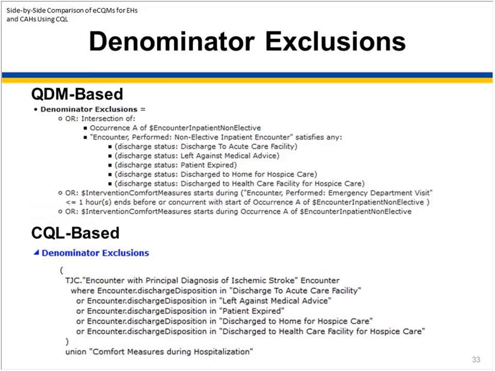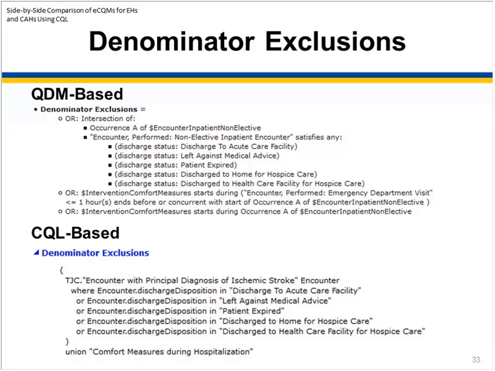All right, so looking at the denominator exclusions here, we define this in CQL, again using encounter with principal diagnosis of ischemic stroke. So that's how we're getting the specific occurrence. That's the same expression we use to define the denominator. And then we look for encounters in that set that have any of these discharge dispositions or this comfort measures during hospitalization. So we'll dig into that reference next.